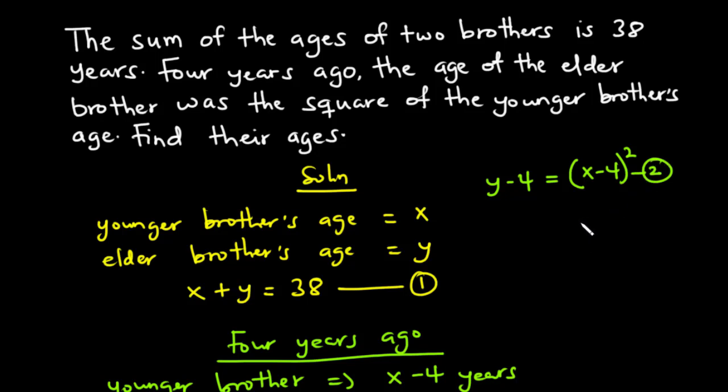So now what we are going to do is to make one variable the subject from any of the two equations, and then we can substitute into the other equation. So let's make y the subject from equation 1. So we have y equals 38 minus x. Let's call this equation 3. Now we are going to substitute equation 3 into equation 2.